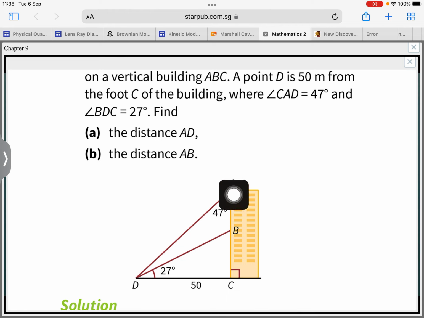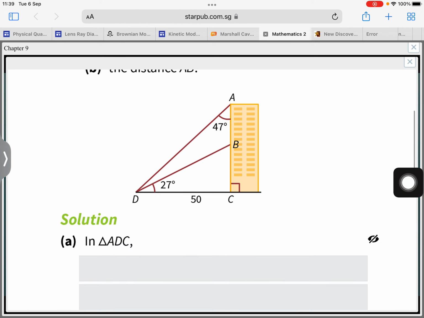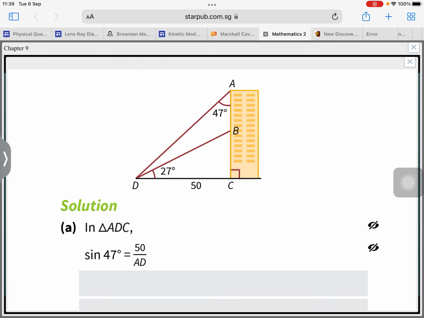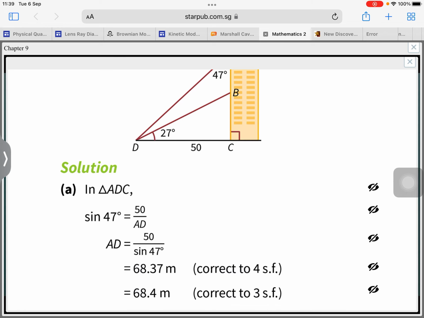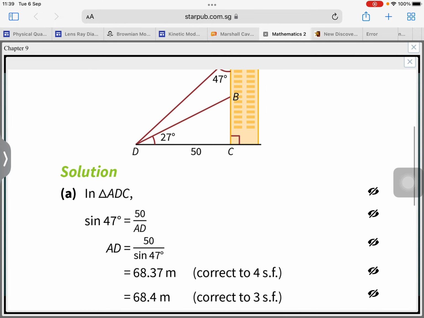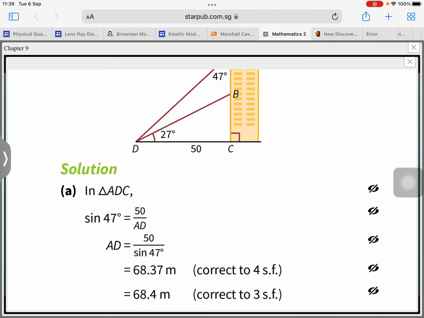So this is the angle, this is the hypotenuse, and this is the opposite. So I'll be using opposite and hypotenuse, because sine theta equals opposite over hypotenuse. So sine 47 degrees will be equal to 50 over AD. After that, everything is just the same. AD will just be 50 over sine 47. Key into a calculator, get 68.37. Or actually, for maths, we round off to 3SF, 68.4.